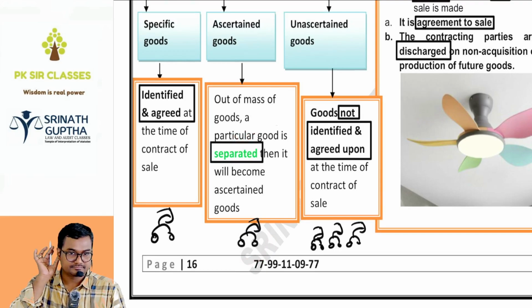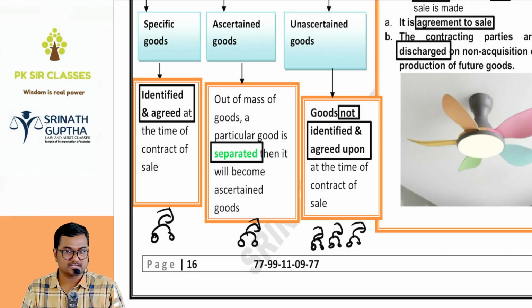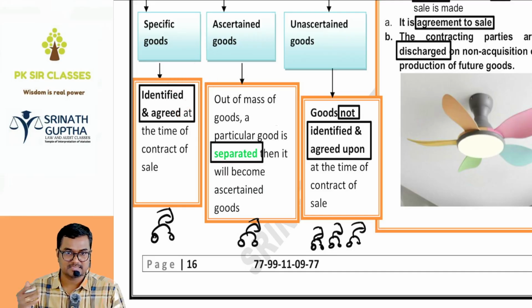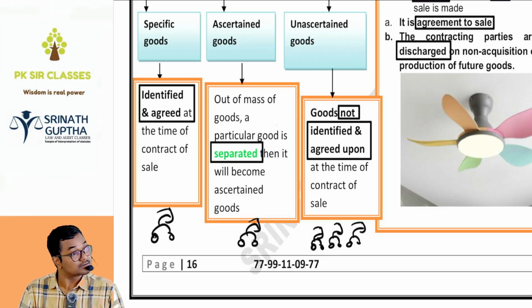Identified and set aside. Then the father came to me and asked how much the Vespa is. I said 2 lakhs. He gave 2 lakhs. Ready to buy, ready to sell, which is identified and agreed by the buyer and the seller. Specific.